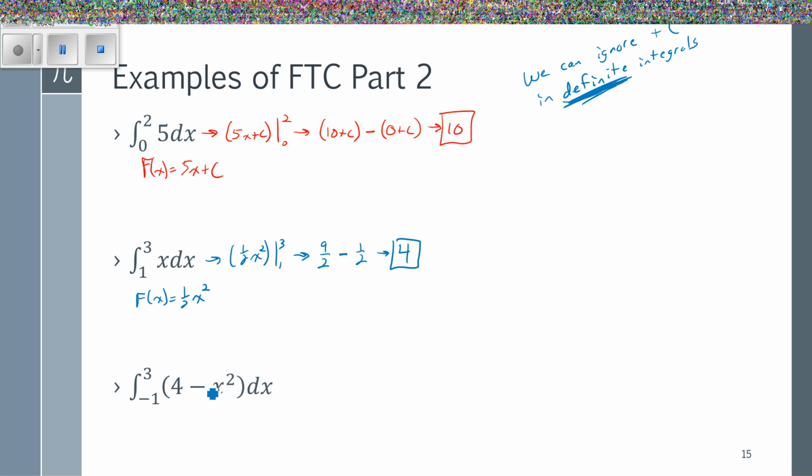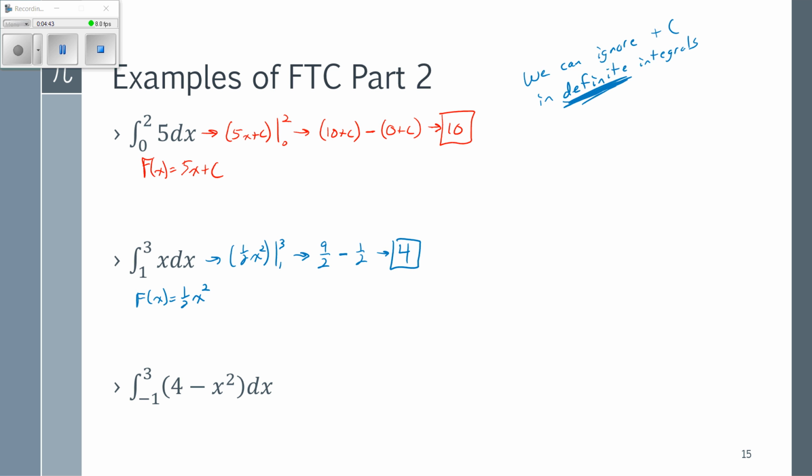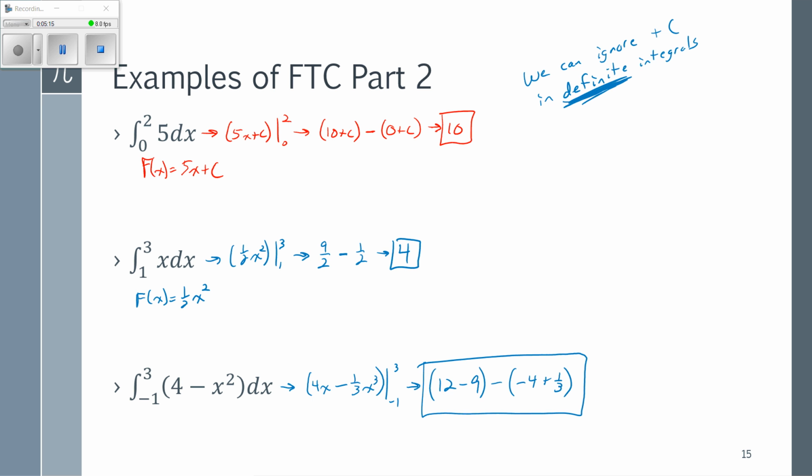You can probably start to see why we really like this method of evaluating definite integrals. Because then when we get to shapes where we don't have any handy formulas for area, like parabolas, I can use definite integrals to evaluate it. So antiderivative of 4 is 4x, minus antiderivative of x squared is 1/3 x cubed, from -1 to 3. Plug the 3 in first, 12 minus 9. Plug the -1 in second, which is -4 plus 1/3. And I'm not required to simplify, so this is my definite integral's answer.